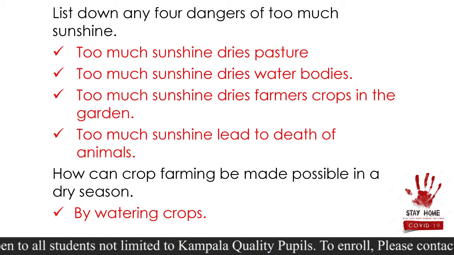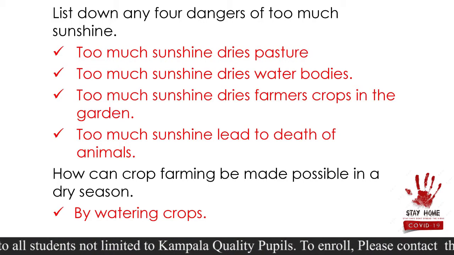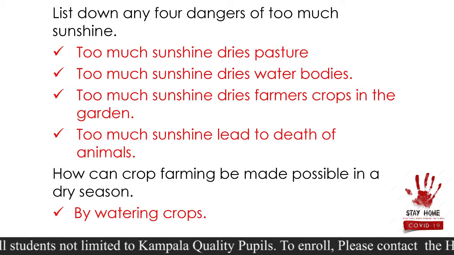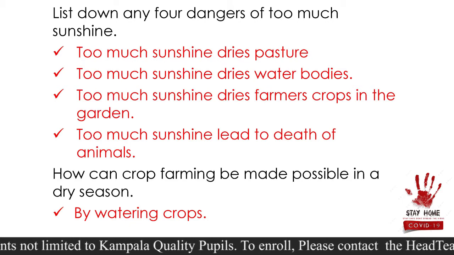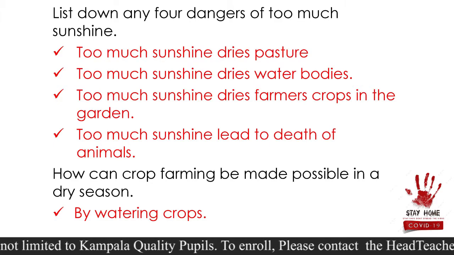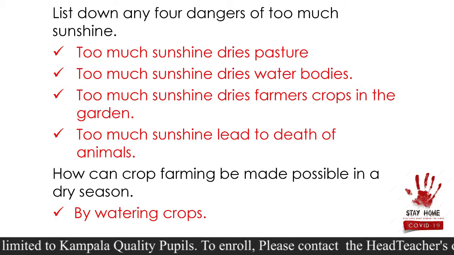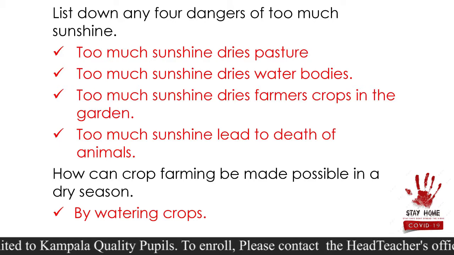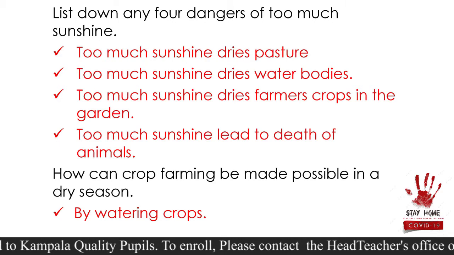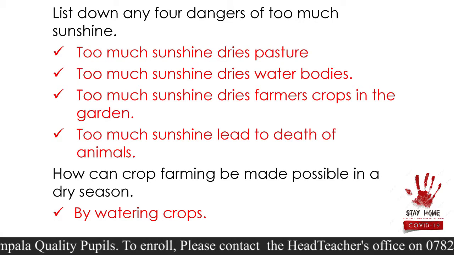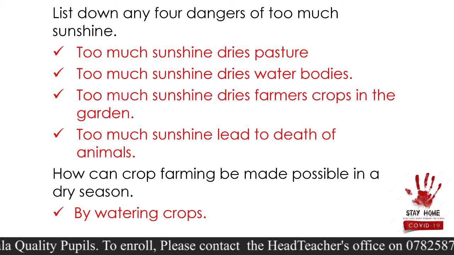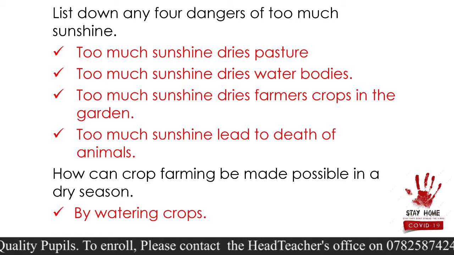Next number, list down any 4 dangers of too much sunshine. Too much sunshine dries pasture. Too much sunshine dries water bodies. Too much sunshine dries farmers' crops in the garden. Too much sunshine leads to death of animals. How can crop farming be made possible in a dry season? By watering crops. I hope we discussed all that.